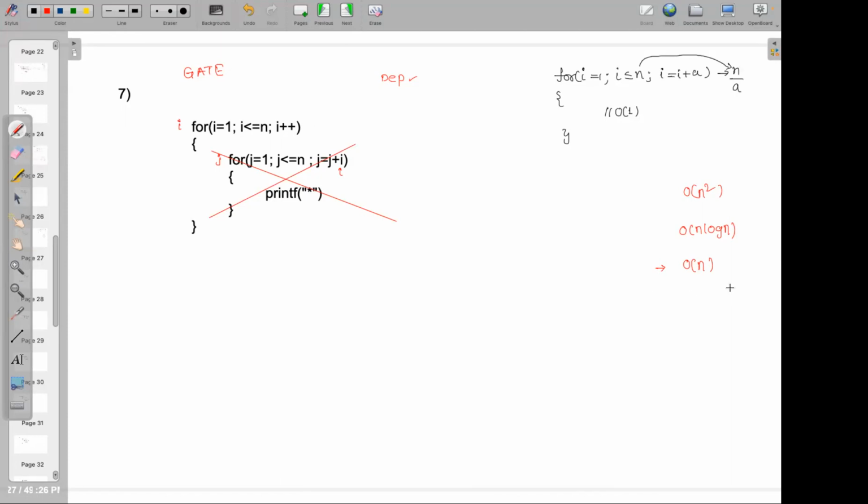If you are saying the answer is order of n, it means there is no use of this loop, right? Then only everything will become order of 1, and n into 1, order of n, is correct. But there should be some importance given to this loop. Do you know that this loop is running only order of 1 time? Then n into 1, I can say order of n as the answer. No, no, right?